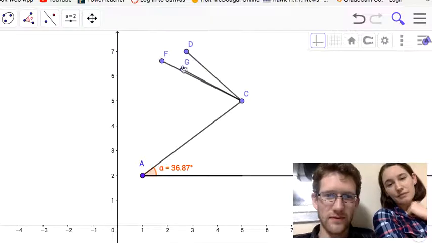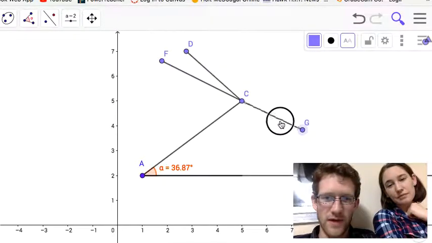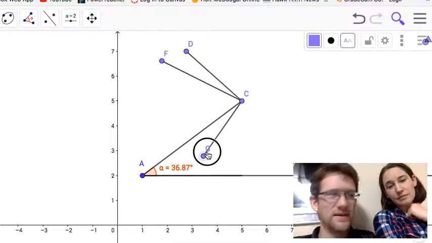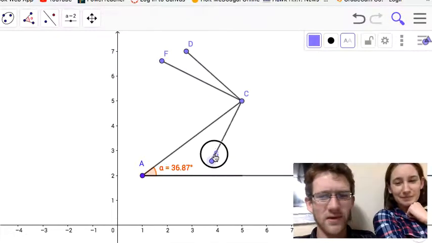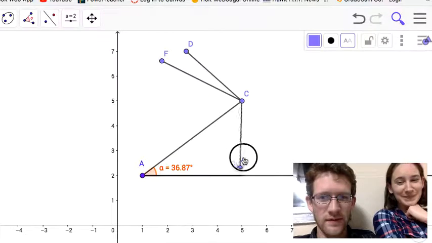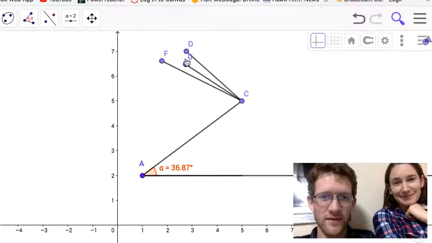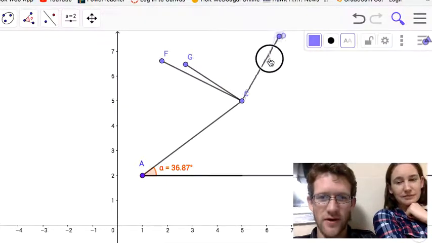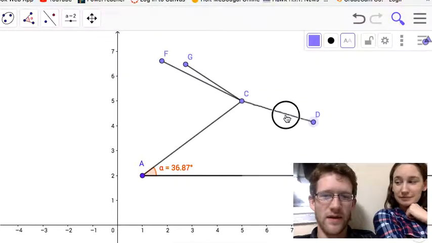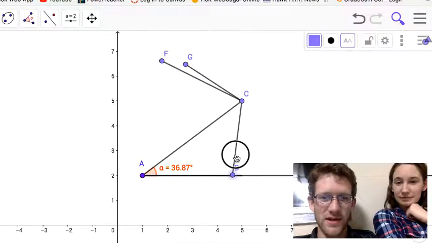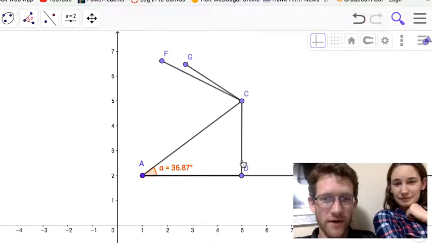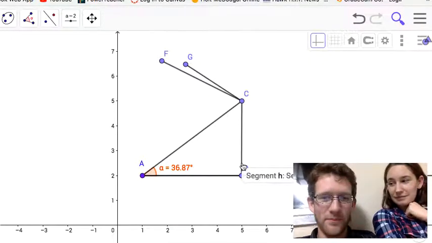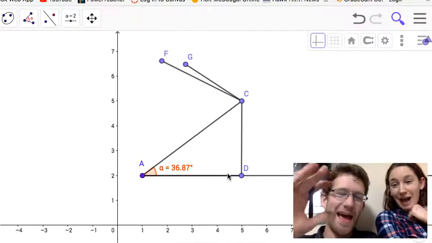And then it tried the baby segment, but the baby segment was too small. It wouldn't make a triangle at all. But then Goldilocks found the third segment, and the third segment was just right. In fact, it was so perfect, it made a 90-degree angle.